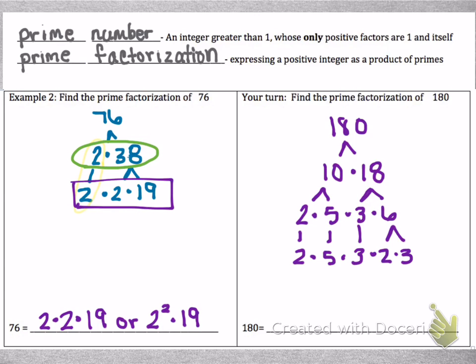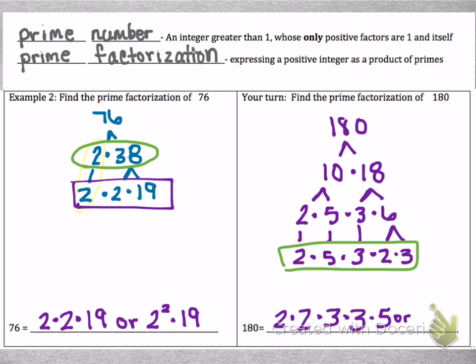Once I get to the bottom of that tree, I should notice that I have all primes and I'm finished with my factorization. I just want to write it in exponential notation. So that is 2 times 2 times 3 times 3 times 5. Notice I'm trying to write those in ascending order, so I'm putting the smallest factors first. And then, of course, I can write that shorter in exponential notation. That is 2 squared times 3 squared times 5.